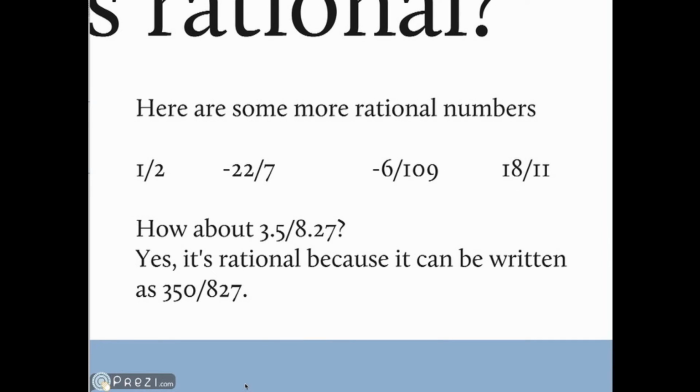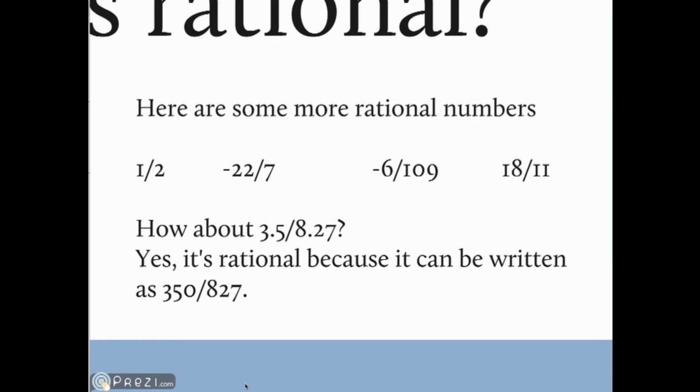Here are some other rational numbers. 1/2, negative 22 over 7, negative 6 over 109, 18 over 11. All of those are rational numbers because we are dividing one integer by another, and the result is always a rational number. Well, how about the number 3.5 over 8.27?